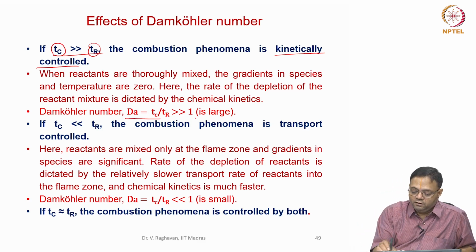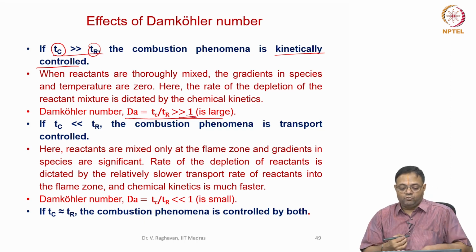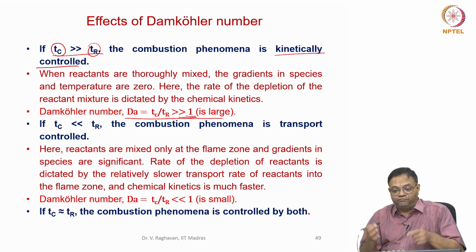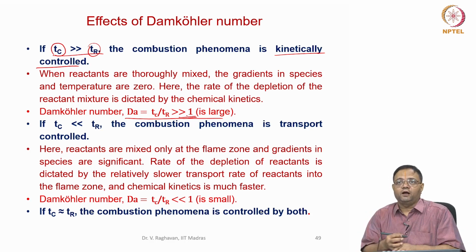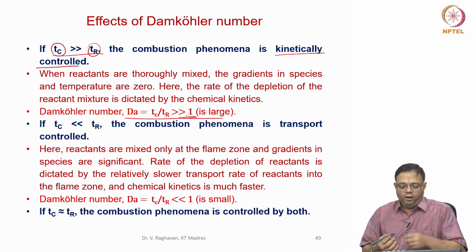Here Da equal to Tc by Tr. Since Tc is much larger than Tr, it is much greater than 1. So a large Damkohler number, defined as Tc by Tr, contributes to the kinetic control regime.